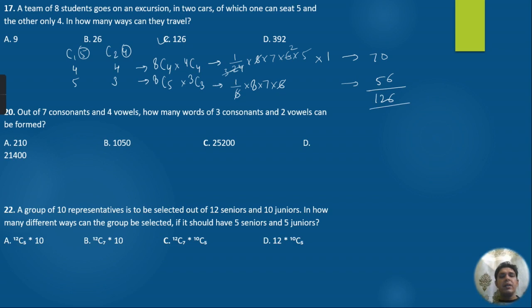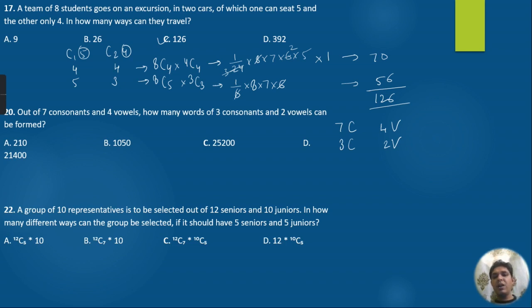right? Coming to the next question, let me tell you students, the question is, out of 7 consonants and 4 vowels, how many words of 3 consonants and 2 vowels can be formed, right? So we are given 7 consonants and 4 vowels. We have to select 3 consonants and 2 vowels, and find how many words can be formed. So in this question we have to do the arrangement as well as selection.